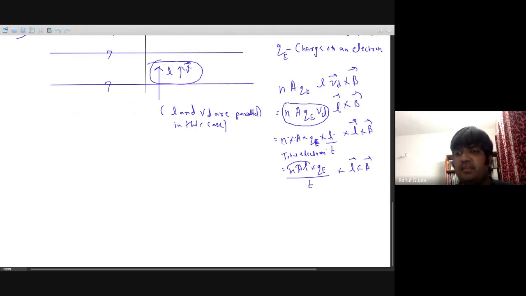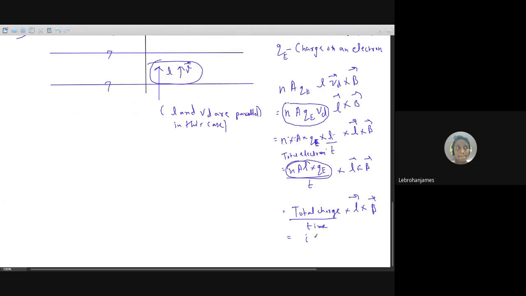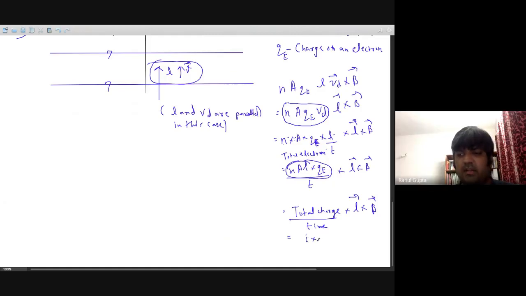Now this thing means total number of electrons into charge on one electron. So this whole thing becomes total charge by some time, into L cross B. Now charge per unit time is called what? Current. So from here you get your last formula for this bit, IL cross B.